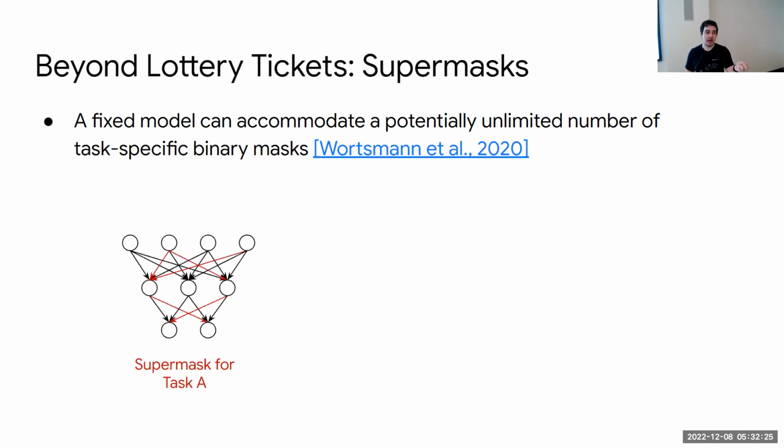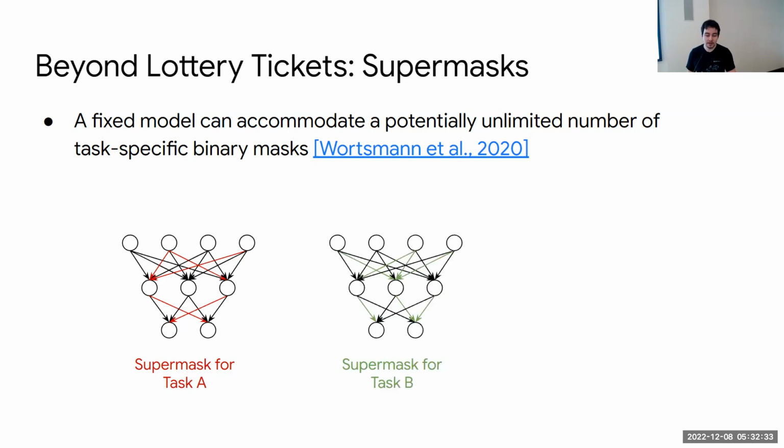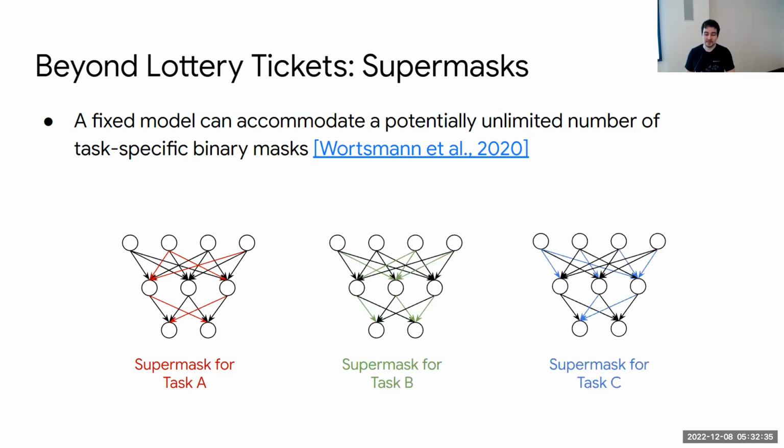So if the only task-specific component is the mask that you've learned, you can essentially have one supermask learned for task A, and different supermasks for other tasks, which for each task only require a very small number of parameters for their specification.